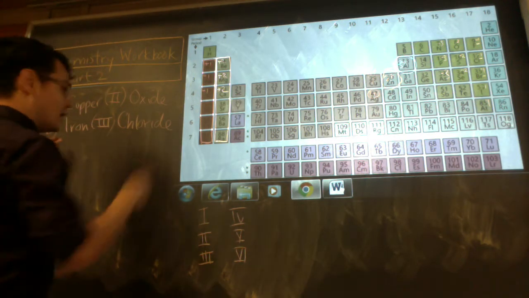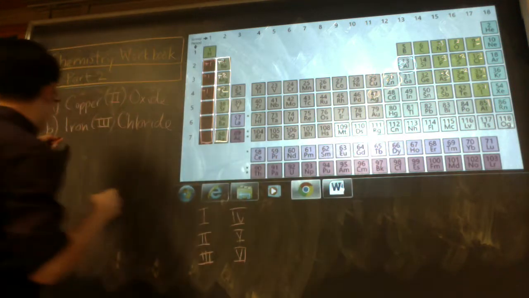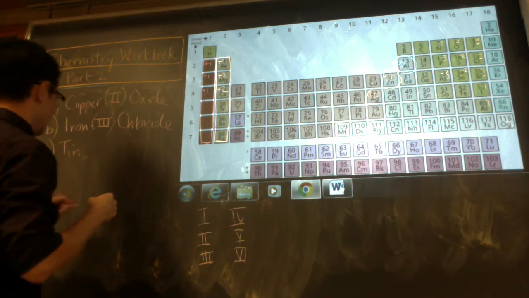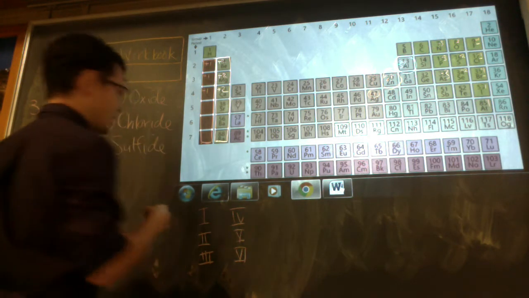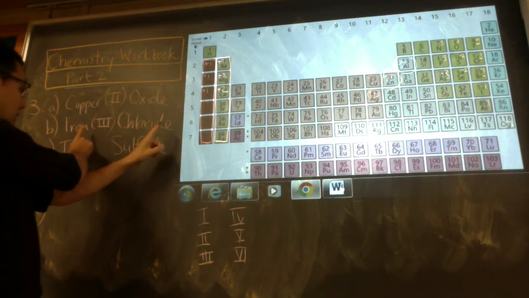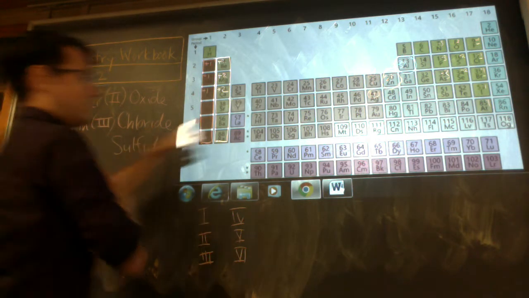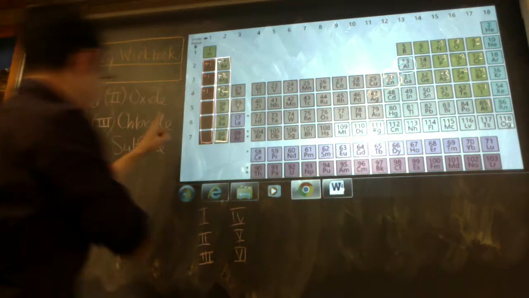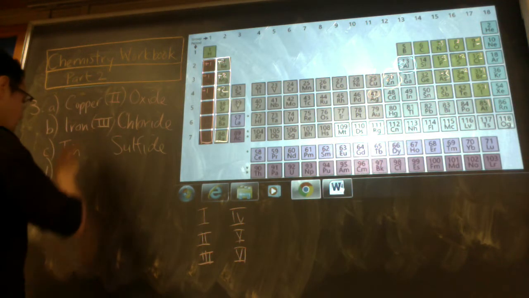SnS. Sn, we mentioned, was tin, 50. Sulfide. SnS, 1 and 1. The 1 goes up here, the 1 goes over here. If sulfur is 1, then tin is 1. Sulfur is 2. So they're both 2. So tin is 2.